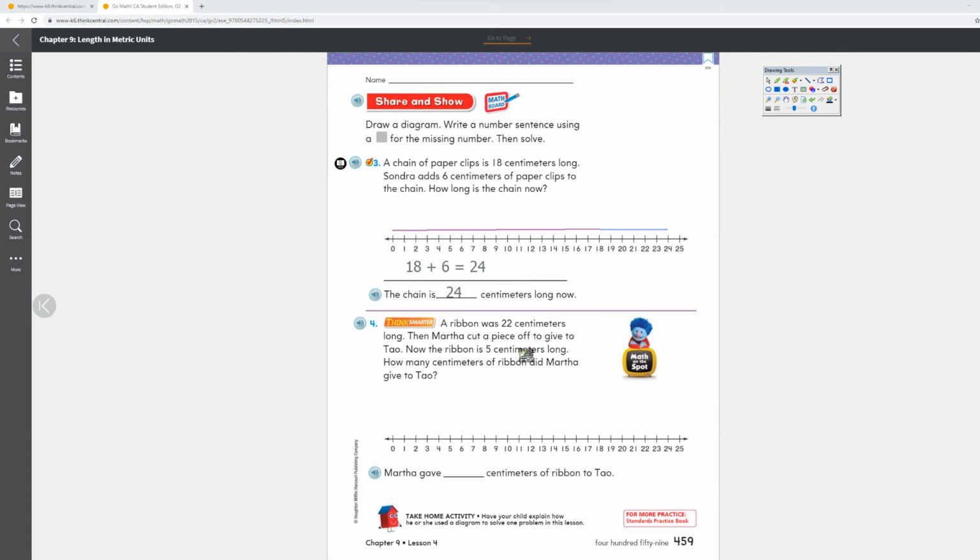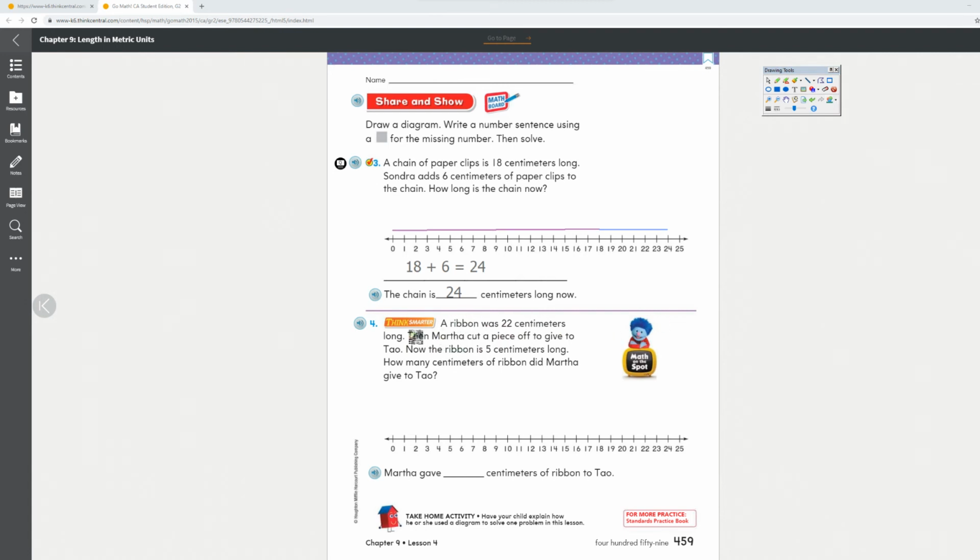Number 4. A ribbon was 22 centimeters long. Then Martha cut a piece off to give to Tao. Now the ribbon is 5 centimeters long. How many centimeters of ribbon did Martha give to Tao? Okay, so it looks like Martha is going to give Tao some ribbon, so she's going to have to subtract or cut a piece off in order to give it to him. So we know that we're going to be subtracting. So let's start by drawing that ribbon.